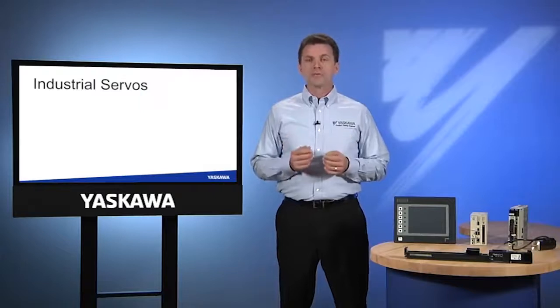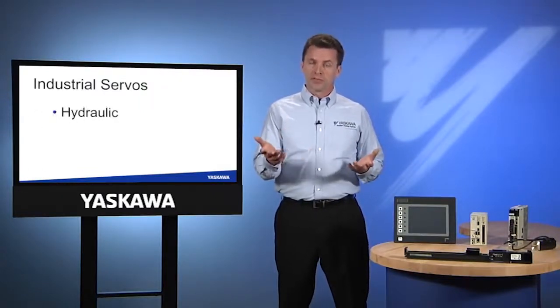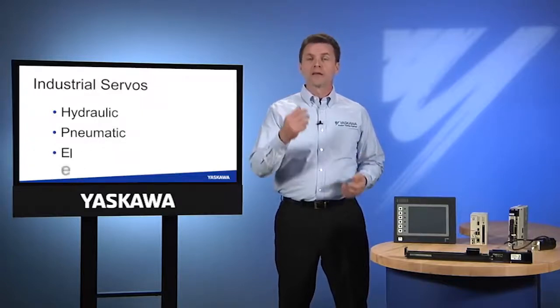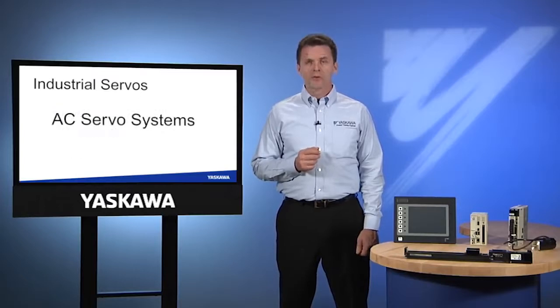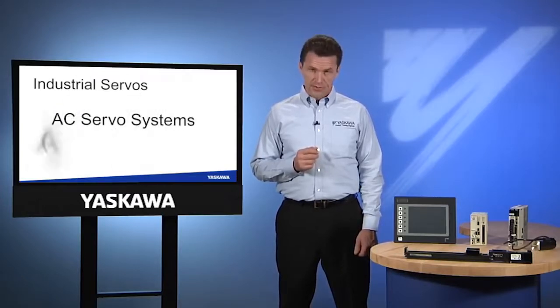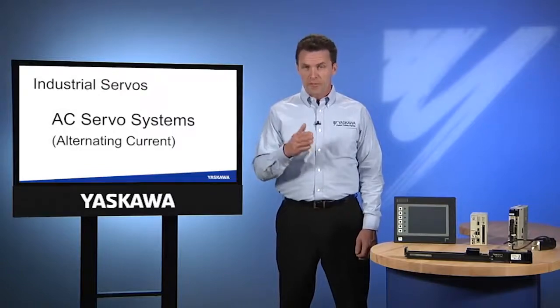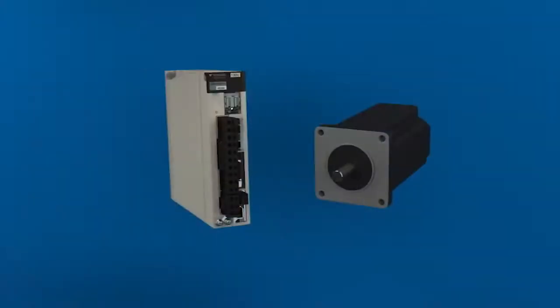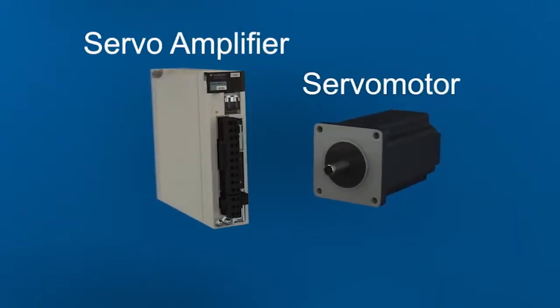The world of industrial servos is a very diverse one. Some servos are hydraulic, some are pneumatic, and others are electromechanical. In recent years, industry has moved more and more toward the use of AC servo systems. AC, of course, refers to the alternating current waveform in the motor during operation. The AC servo system involves two basic components, the servo amplifier and the servo motor.